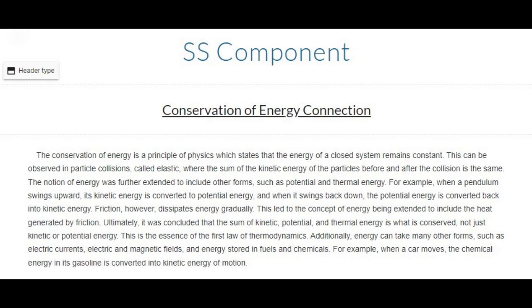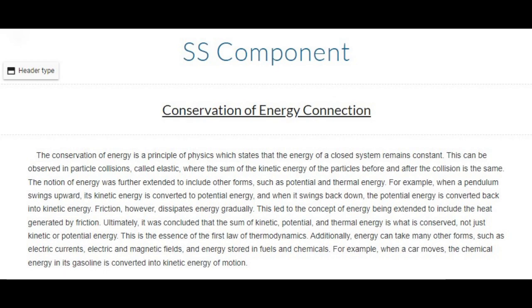For our social studies component, we researched the conservation of energy. The conservation of energy is a principle of physics which states that the energy of a closed system remains constant. This can be observed in particle collisions, namely elastic collisions, where the sum of kinetic energy of the particles before and after the collision is the same. The notion of energy was further extended to include other forms, such as potential and thermal energy.